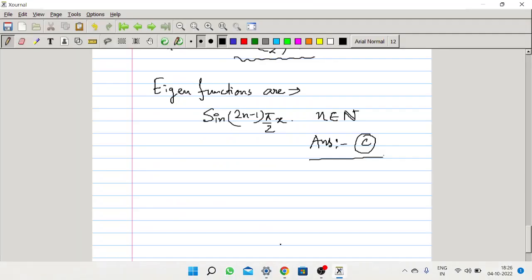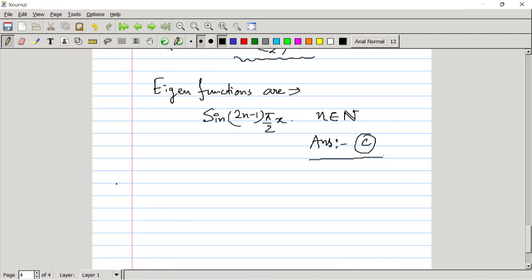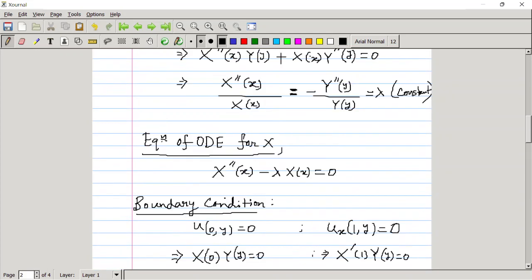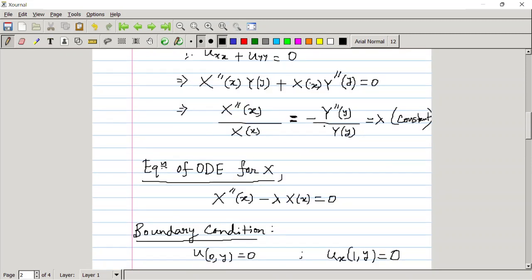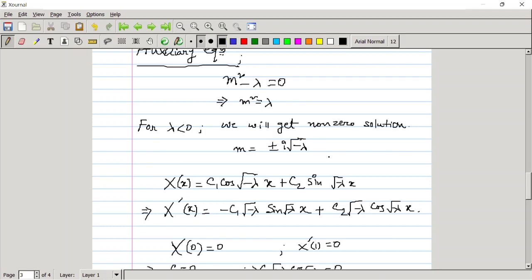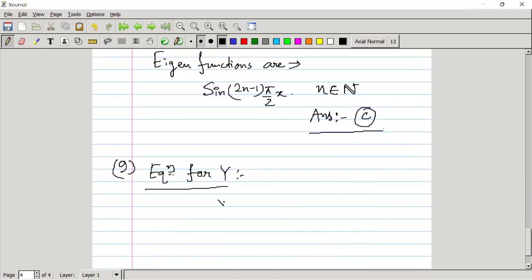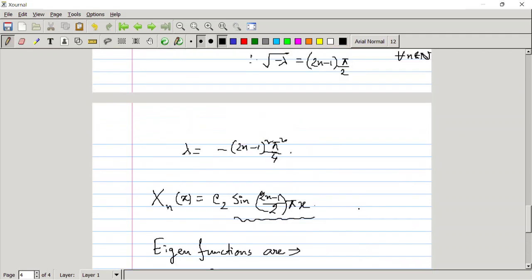Already half the part has been done. Then the next half is you have to find the solution for y. So let me directly write the equation for y. One ODE, that is the equation for y, let me show you again. Y double dash by y equal to lambda, with a minus sign. So the y equation is y double dash, I will write yn because I am taking these values of lambda, because lambda depends on small n belonging to natural numbers.